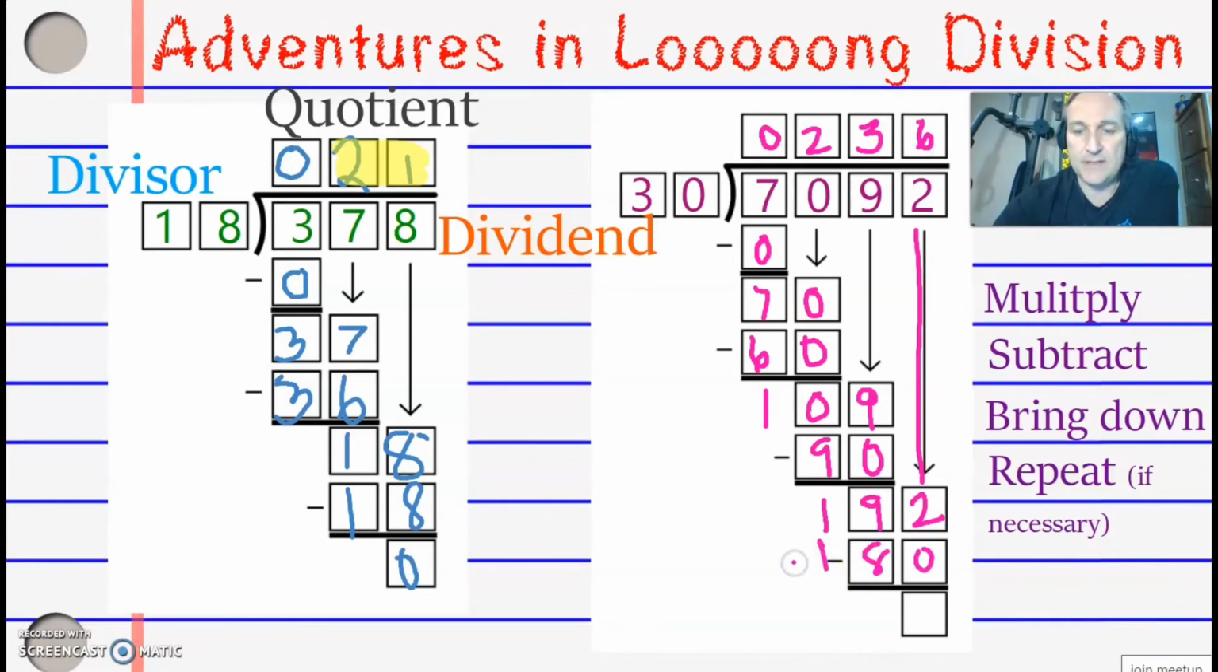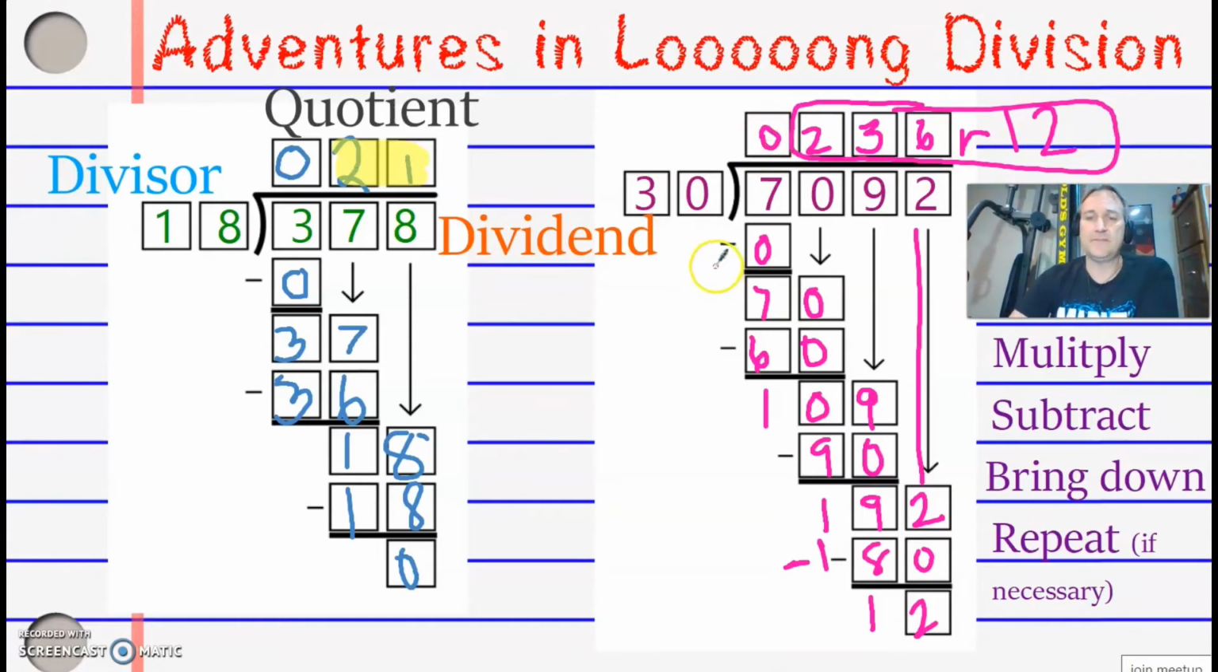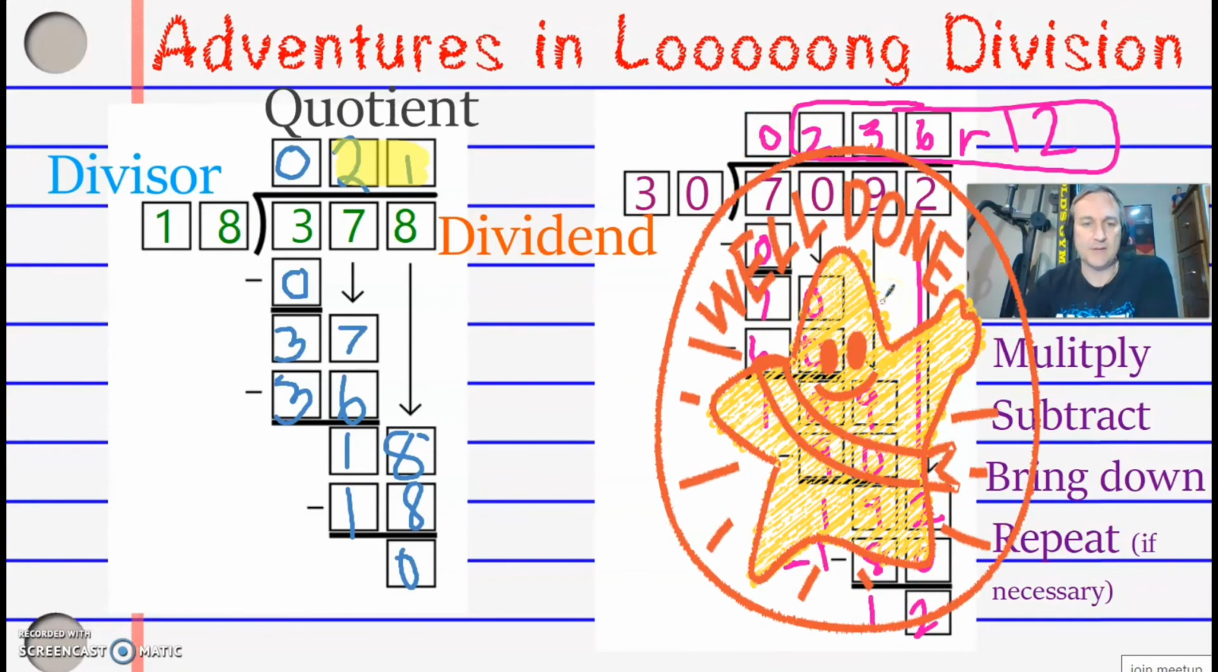I'm going to have to move this minus sign out here. And I subtract. 19 minus 18 is 1, and 2 minus 0 is 2, and I get 12 left. So my answer is going to be 236. I'm going to have to shift my own face right here because I need to write my remainder right here. My remainder is 12. So there's my answer. Notice I cut that 0 off in the front. We don't want that 0 up there. We just leave it be. So I get 236, remainder 12.